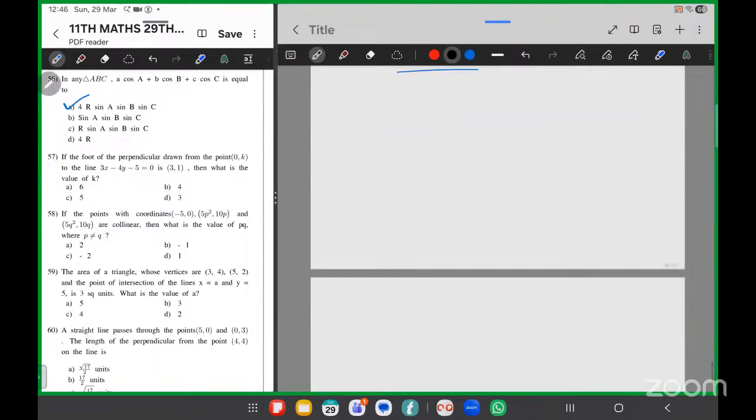Question number 57. If the foot of the perpendicular drawn from the point (0, k) to the line is (3, 1), then what is the value of k? Foot of perpendicular means both are perpendicular lines. So 3x minus 4y minus 5 equal to 0. The slope is minus a by b, minus 3 by minus 4, which is 3 by 4. So this is m1. m2 will be minus 4 by 3.